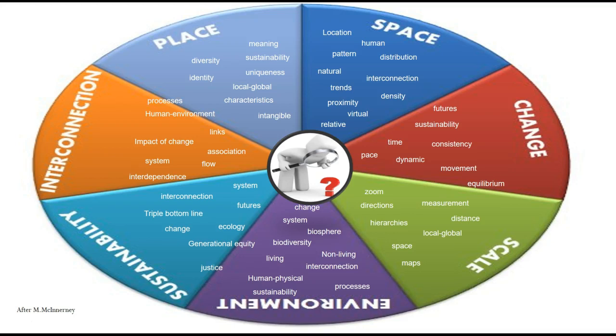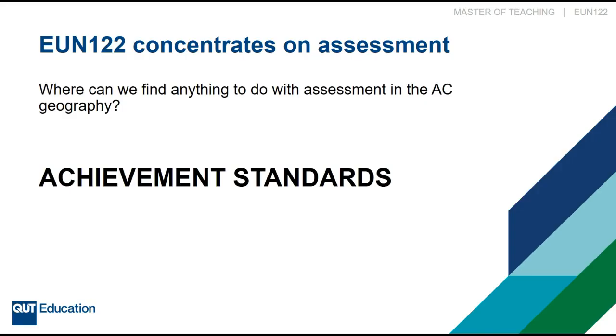So that's just a recap on the Australian curriculum. I'm assuming that you already have a lot of that knowledge, so that was just to put you back into that headspace. Now, EUN 122 concentrates on assessment, and we did look at it briefly in 120 when we talked about learning intentions and success criteria, and where you find that success criteria is obviously in the achievement standards.